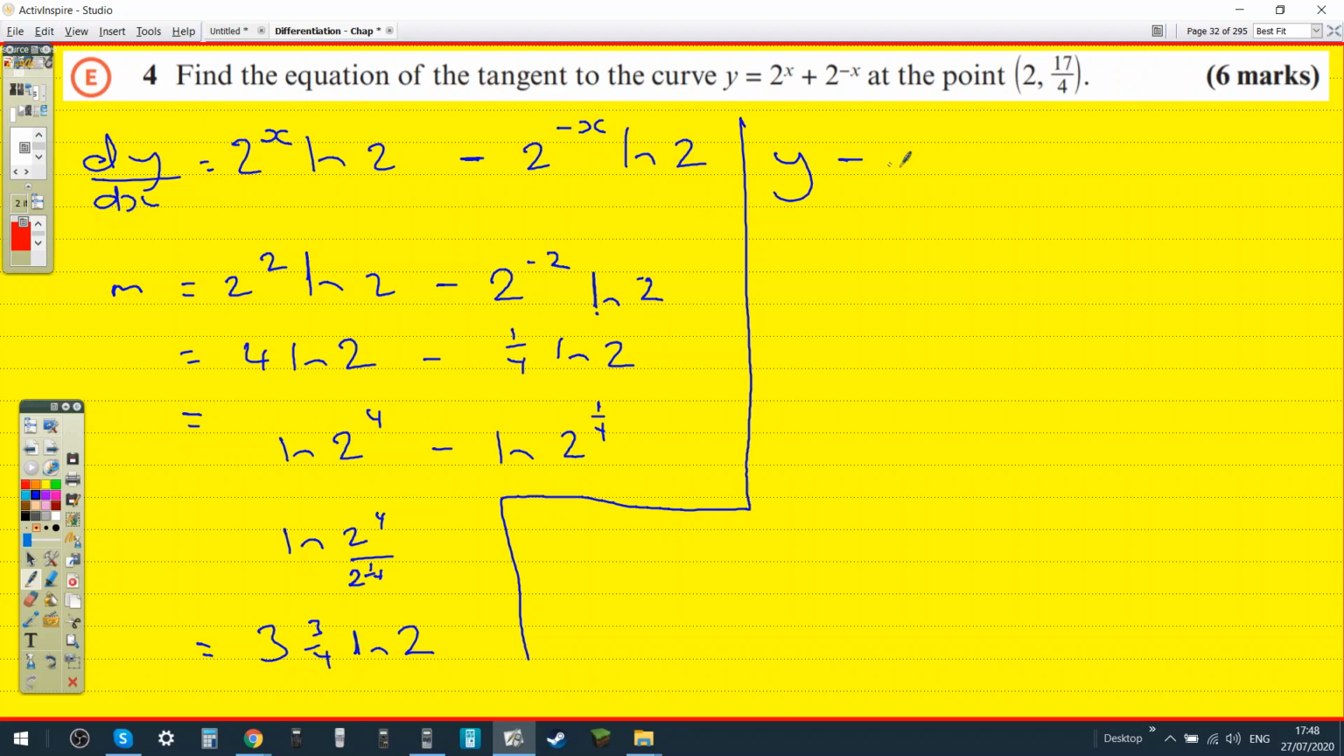You could do whatever, y minus y1. Oh, I don't like that one, but okay. y minus 17/4. And in fact, what is 3 3/4? That's 15 over 16, is it? Wouldn't it just be 15/4? What was it? Sorry, 3 3/4. Yeah, 15 over 4. And then solve, so y is equal to 15/4 x.